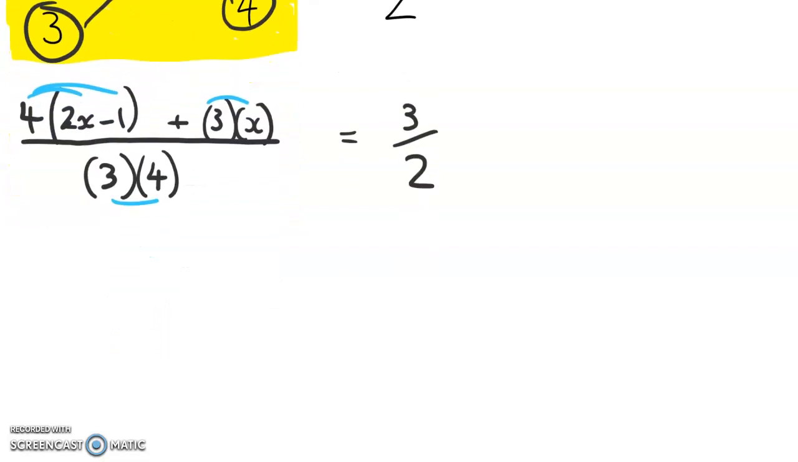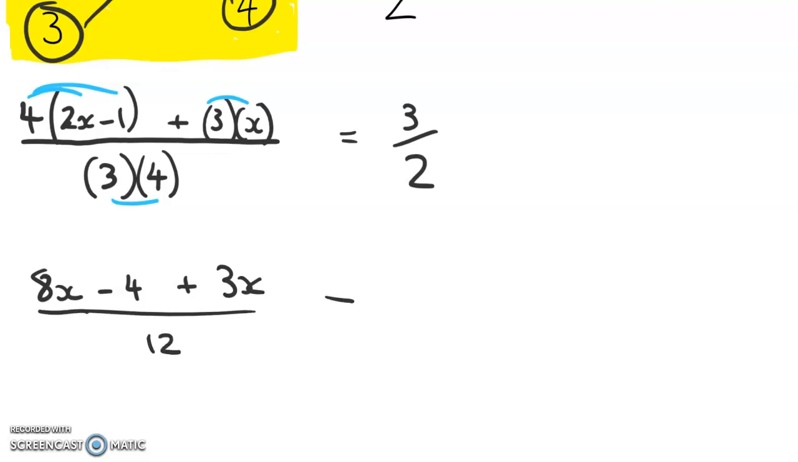Multiply those out by each other. So we have 8x minus 4 plus 3x all over 12 equals 3 over 2. Now, Larry, is there anything else I can do?